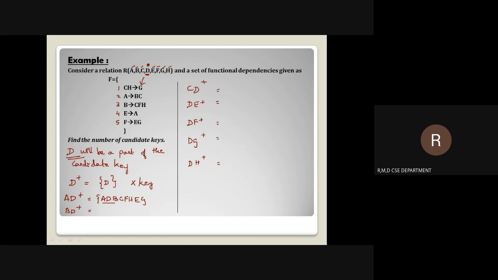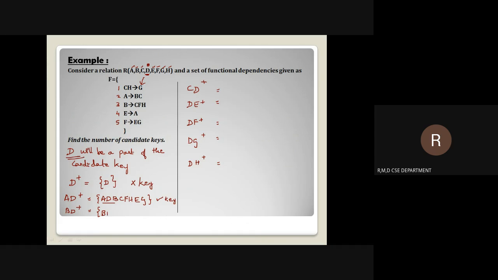Stop for a while and check. Here, all the 8 attributes are determined by the combination of attributes A and D. So the AD combination is a candidate key. Likewise, we have to find the BD closure also.